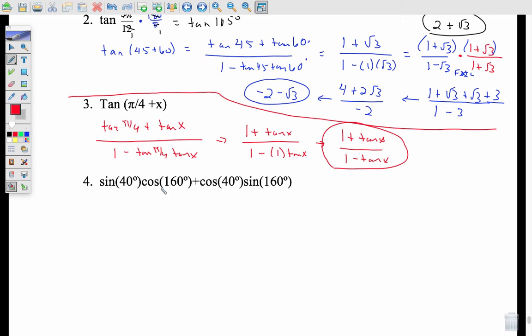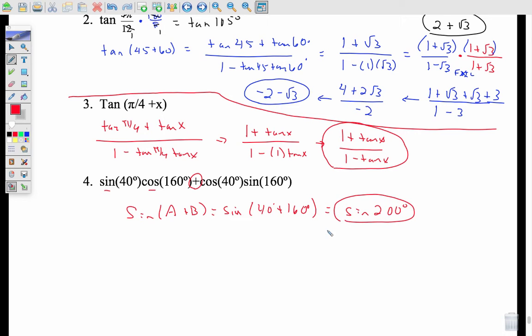Number 4, we're backtracking to our work on sine and cosine. Notice that we have sine times cosine, so I'd hope we all agree that that would be a sine. And because of the plus sign here, it's a sine of A plus B, or in this case, the sine of 40 plus 160. And doing a quick simple math here, 40 plus 160 is 200 degrees. 200 degrees is not on our unit circle, so we'll leave that as our simplified form, the sine of 200 degrees.